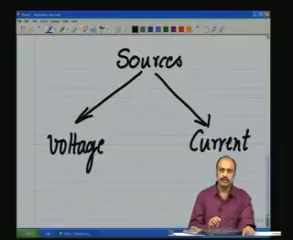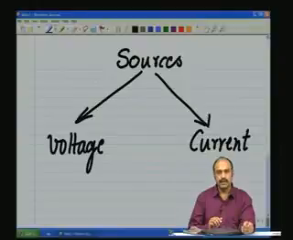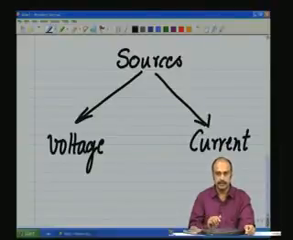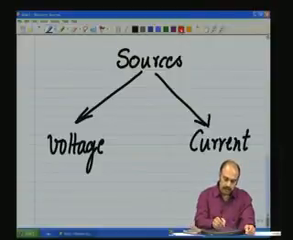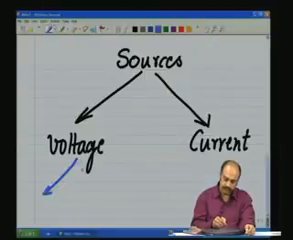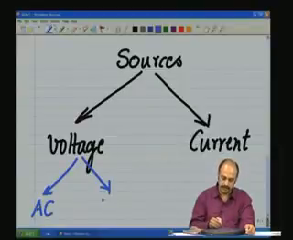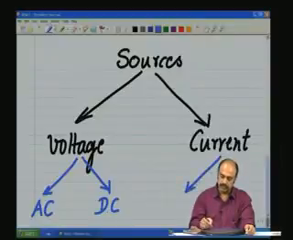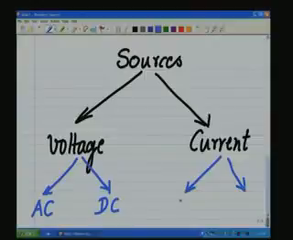Whereas the other parameter, like in the case of the voltage sources, the other parameter would be the current, which is determined by the external circuit. And in the case of the current sources, the other parameter, which is the voltage, is determined by the external circuit. The sources are further classified as AC sources, alternating current sources, or direct current sources. Likewise, even in the current, you have two classifications, the AC and the DC.